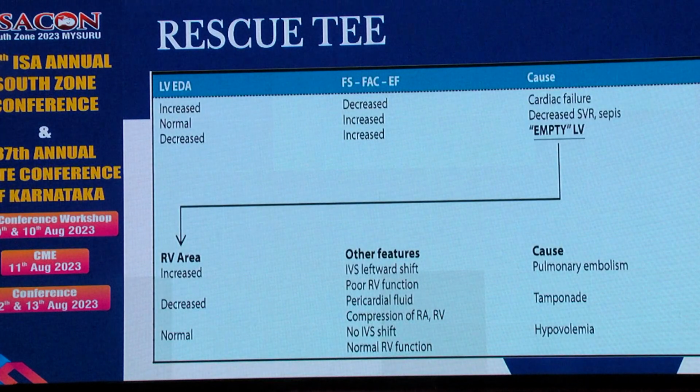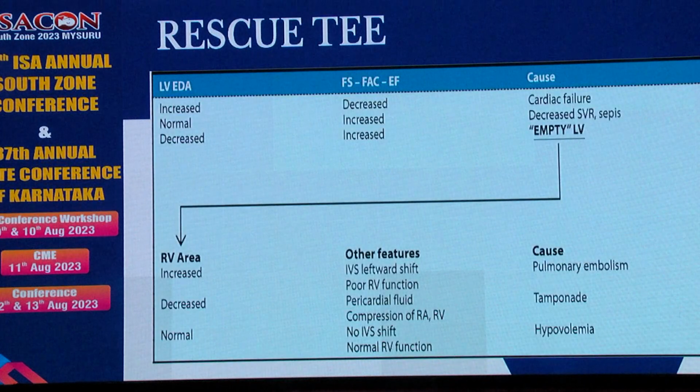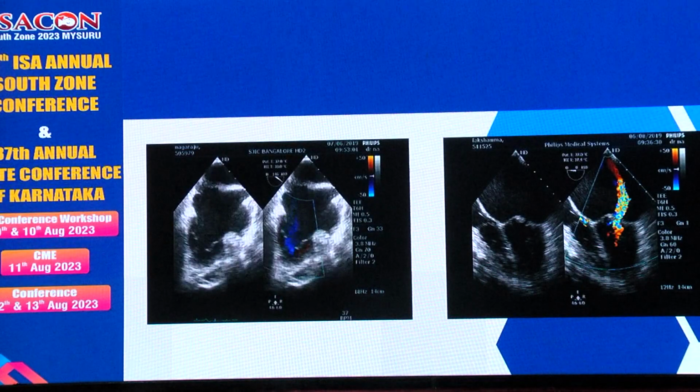Rescue TE is when? Where did this slide go? I think there's one more. Okay, rescue TE is actually coming. Okay, there's one more slide. What actually happens is, let me play this slide first. So what is happening is this.